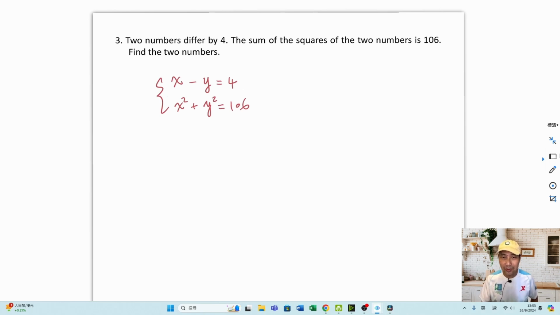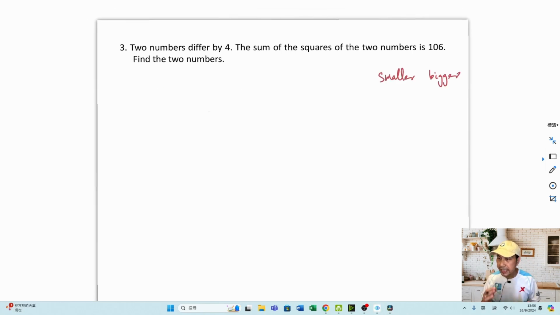So we don't use two unknowns. We restrict ourselves to only one unknown. So we change the logic of setting the equations. We can consider it in this way. Suppose that there are two numbers, the smaller number be x. Then the bigger number, you try to write the bigger number in terms of x, because the two numbers differ by 4.